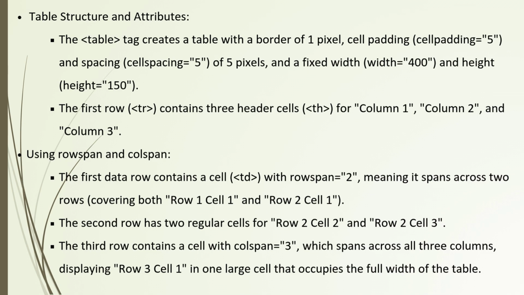Using rowspan and colspan, the first data row contains a cell with rowspan equals 2, meaning it spans across 2 rows. The second row has 2 regular cells for row 2 cell 2 and row 2 cell 3. The third row contains a cell with colspan equals 3, which spans across all 3 columns, displaying row 3 cell 1 in one large cell that occupies the full width of the table.